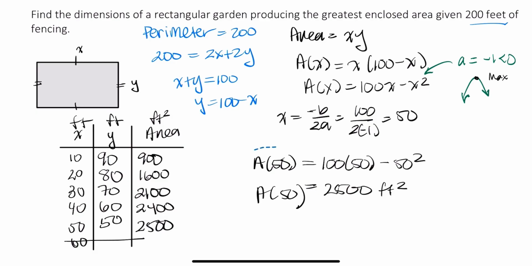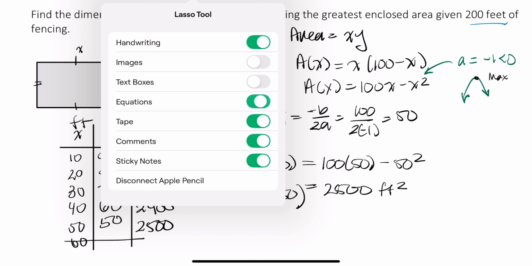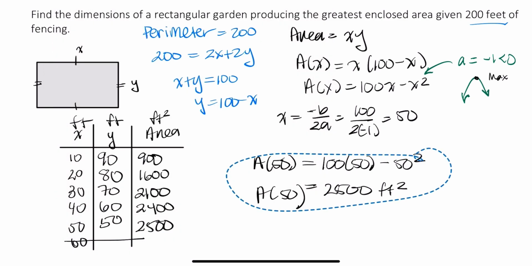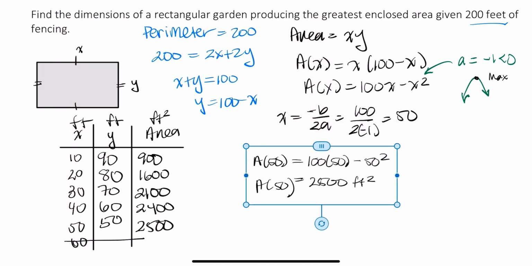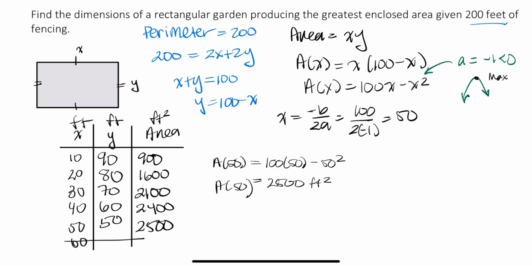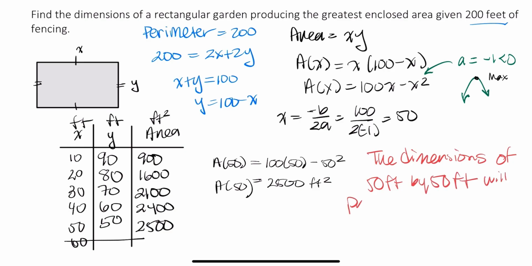So I'm going to move this to the side a little here, and then go ahead and write our final answer as a complete sentence. The dimensions of 50 feet by 50 feet will produce the largest area.